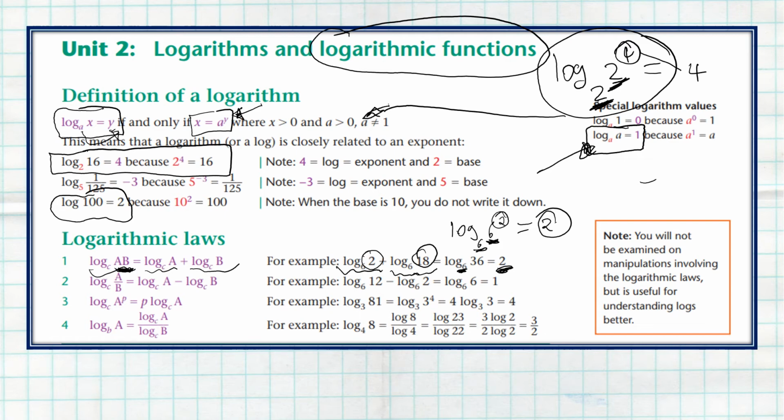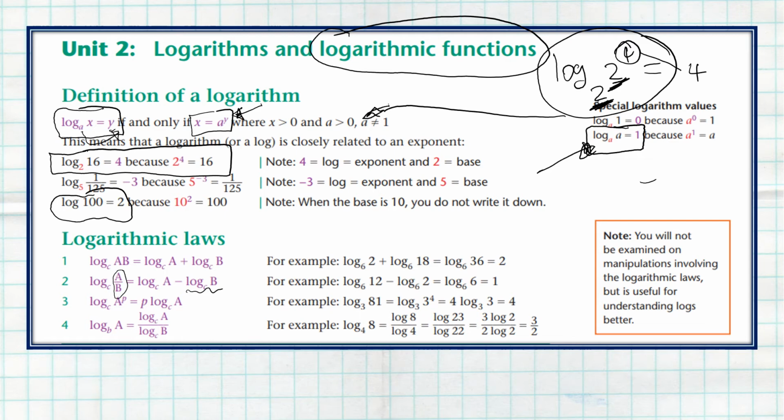Okay, let's move to the second one. When we are dividing, you know that division is closely related to subtraction. So that's the rule. If we have log base c of a over b, it is the same as log base c of a minus log base c of b.